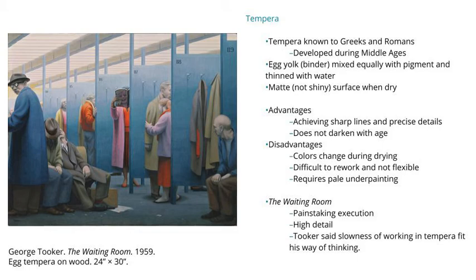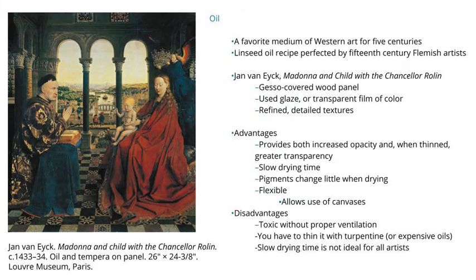And with that being said, let's get into the golden child, everyone's favorite, or at least in recent years, oil paint. So oil paint has been a favorite medium of Western art specifically for 5 centuries. The linseed oil recipe was perfected by 15th century Flemish artists. And in this example, this is Madonna and Child with the Chancellor Rolin by Jan van Eyck. And this was on a gesso-covered wood panel.